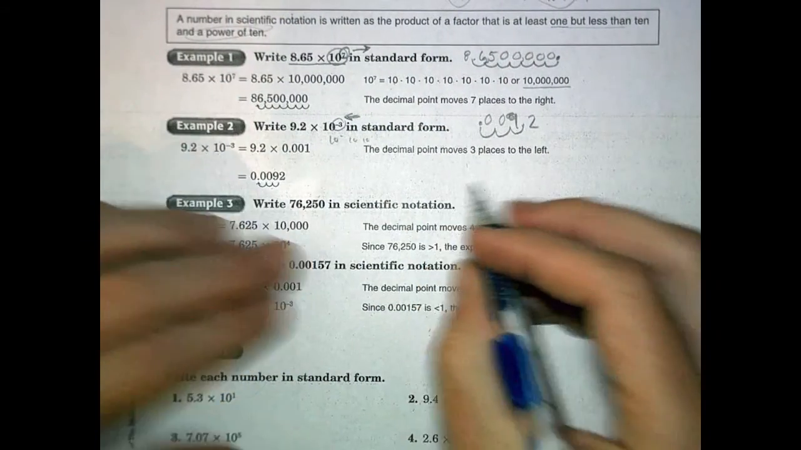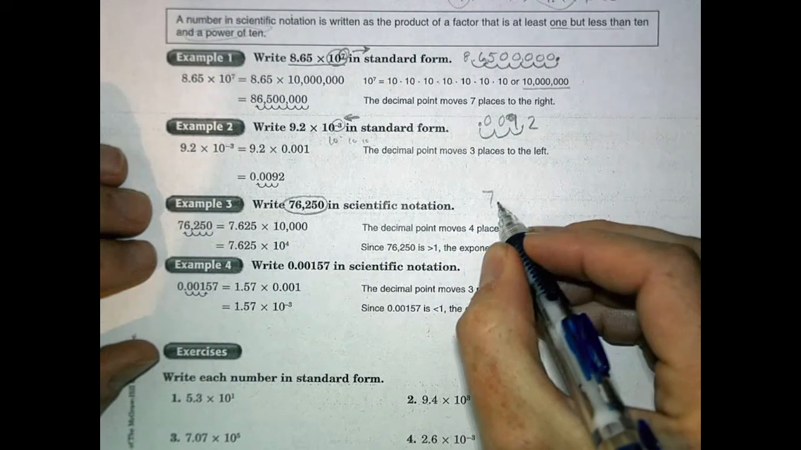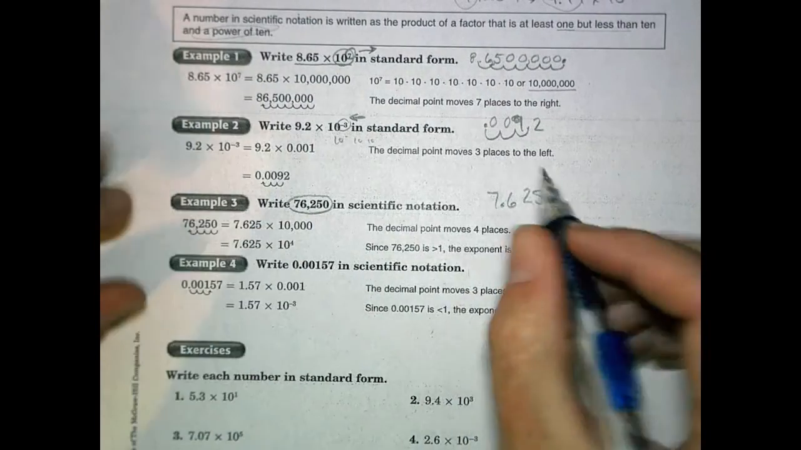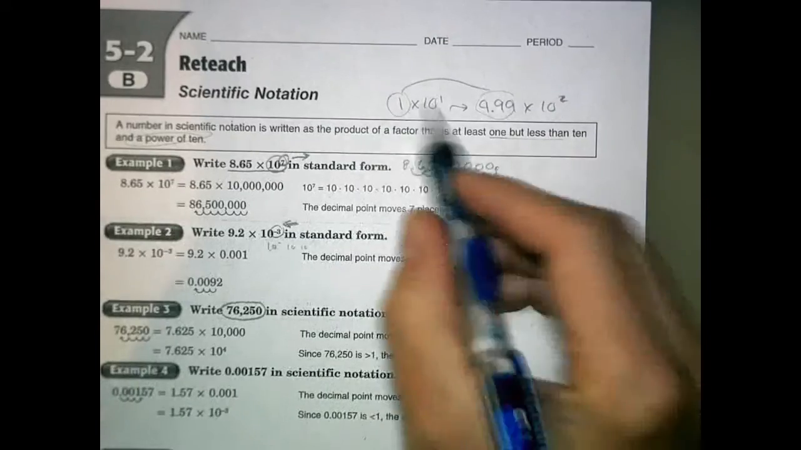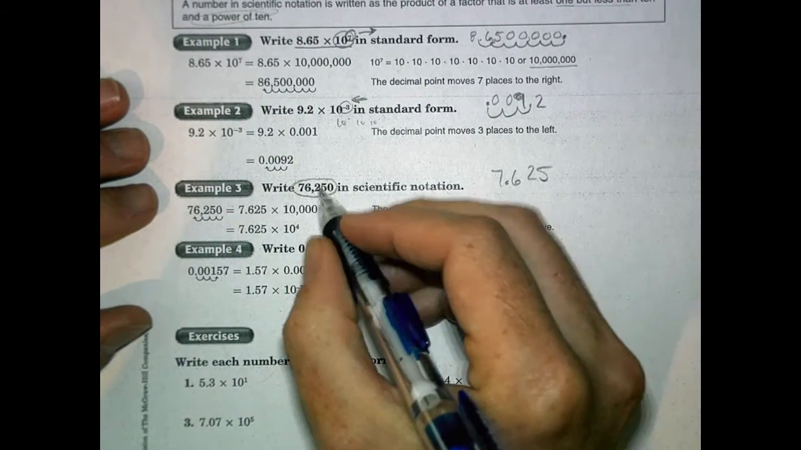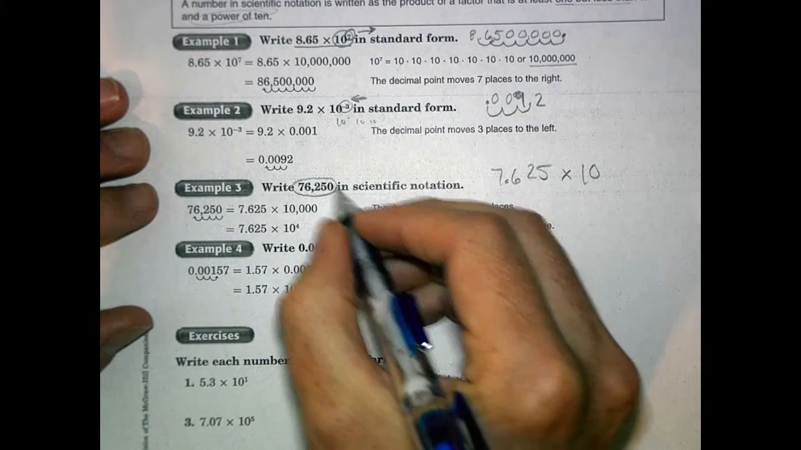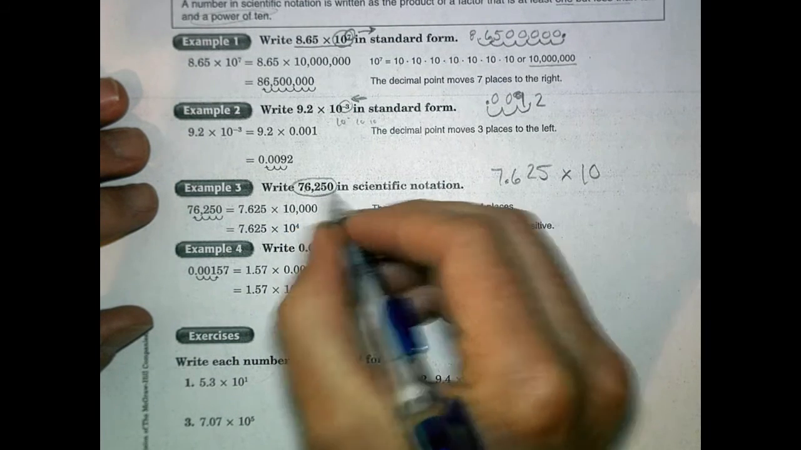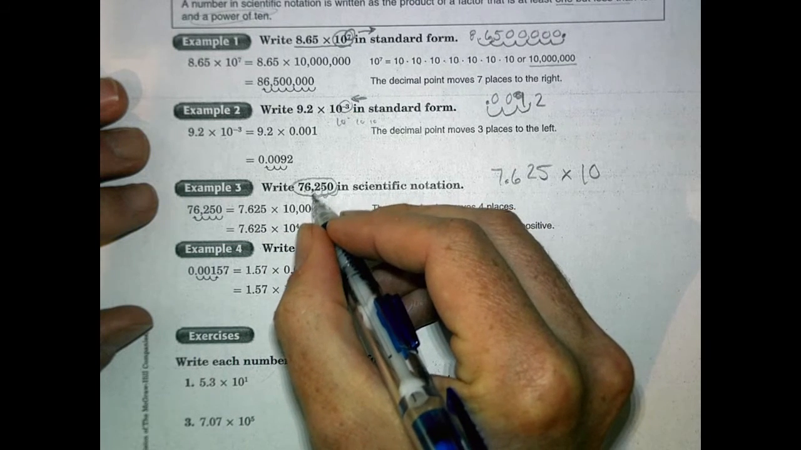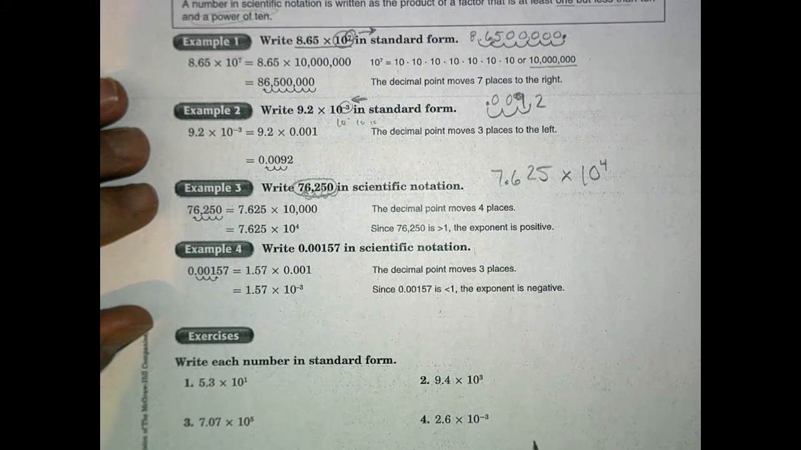If I'm going to write it in scientific notation, then I'm going to take this number here, and I'm going to write it as 7.625. And the reason I'm going to do that is, remember, it has to be between 1 and 9.99. So I'm going to move my decimal point to there. So to move it to there, I need to then figure out, well, how many decimal places am I moving to get to this point right here? I'm moving, in this case here, 1, 2, 3, 4. So this is going to be 10 to the 4th power.